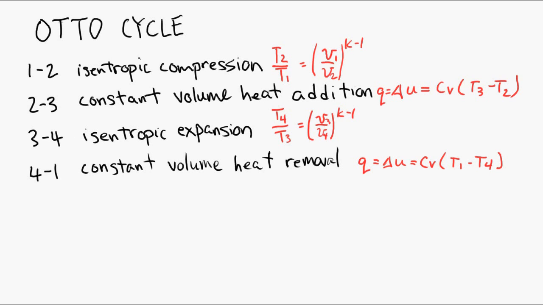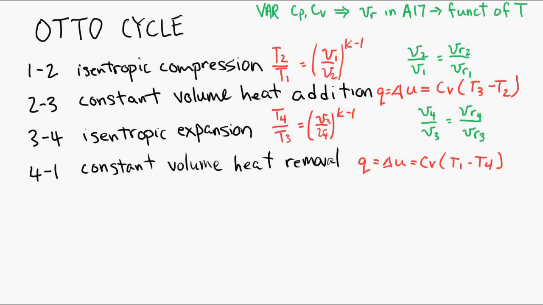Now, if we have variable specific heats, then we have to use our air tables that are in table A17 of the textbook. We have these properties VR, they're functions of temperature. Similar to when we were going through gas turbines and we had PR, and the PR was a function of T. This is the same thing, but we're looking at volumes instead of pressure. So from 1 to 2, the ratio of volume change is equal to the ratio of changes in VR. Same with isentropic expansion.